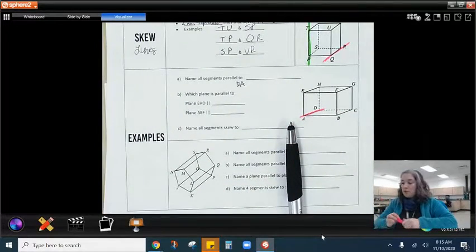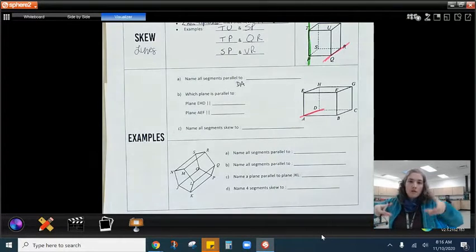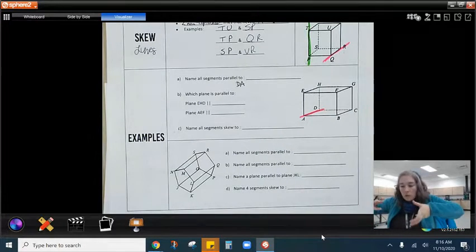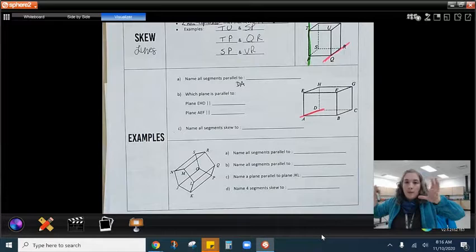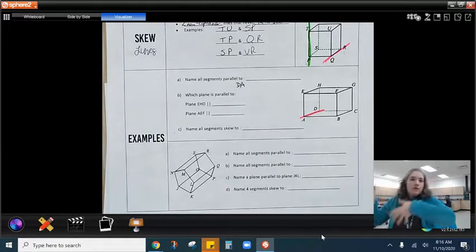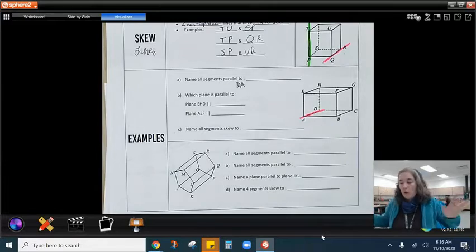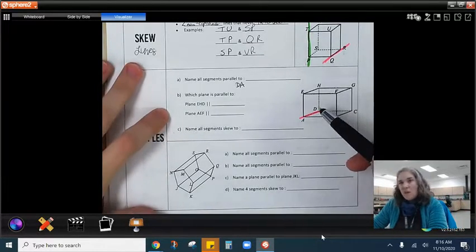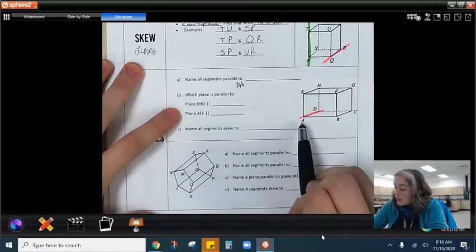So for our purposes, we're going to assume that this is a box. That way we don't have to worry about weird angles. So we're just going to say everything's 90. We're just going to make it all rectangles and squares and stuff. Rectangles in particular. So we've got DA here.